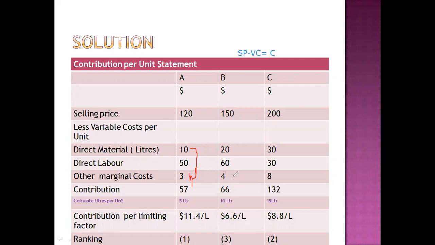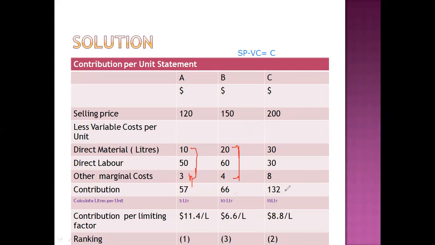I think you can actually do the maths for the other sections. You calculate the total variable cost: 20 plus 60 plus 4, you get 84. You subtract it from 150, you get your 66. I think it's making sense. Then from this one, it's very simple. Again, 30 plus 30 is 60, 68 minus 200, you get 132. This is your contribution. I think you can pause the video and try to determine the contribution per unit.